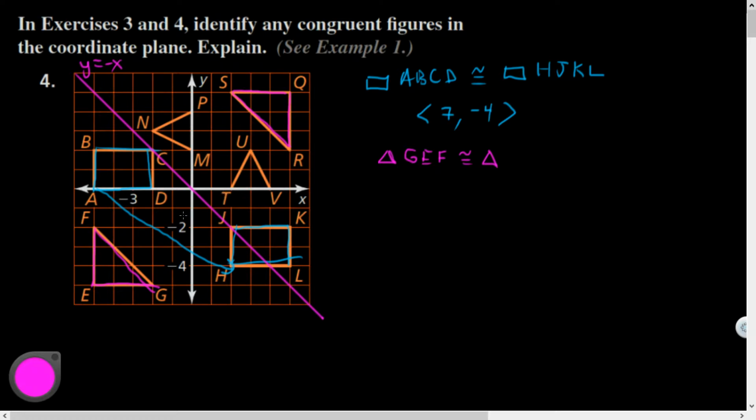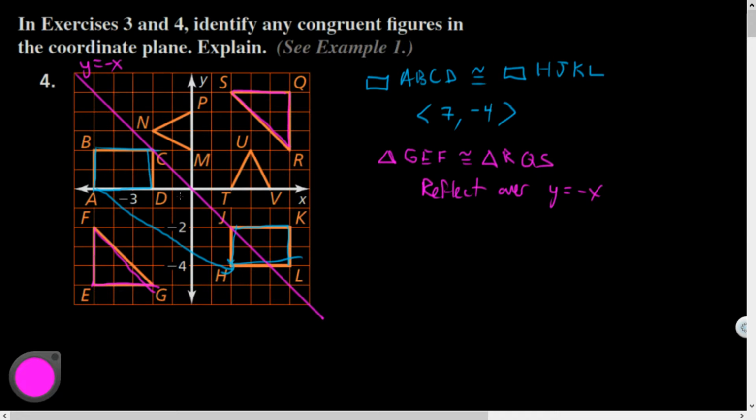Yeah, I think there's two ways. So I'm going to do the reflection over y equals negative x. And if that's the way that I transform it, then G is going to go to R. So that's why I was waiting. And then E was the right angle, so that's going to be Q, so RQS.